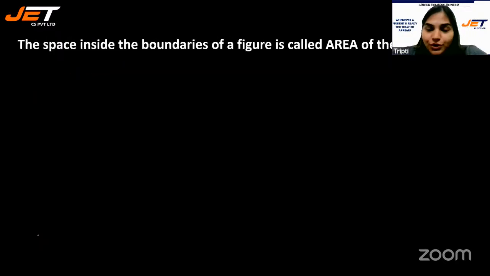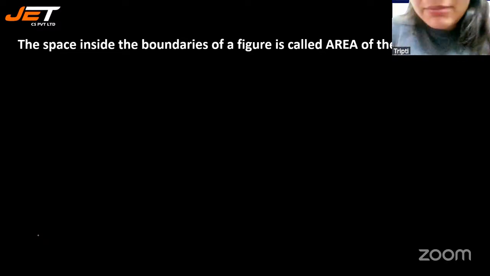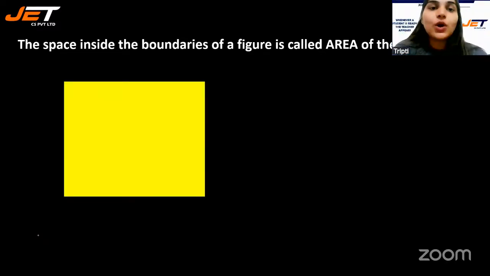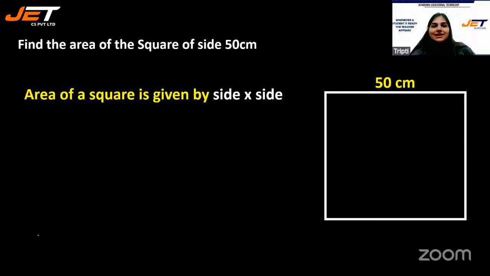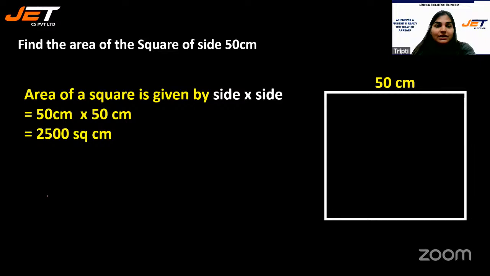Next. Now, what do we call the space that is inside the boundaries of the figure? That space is called area. This yellow part, which is inside of a square, is called area. Now 50 centimeters is the side and we have to find the area of this square. So area is given by 50 times 50, 2,500 square centimeters. Area is always calculated in square units. Okay, so side times side is the formula for finding the area of the square.